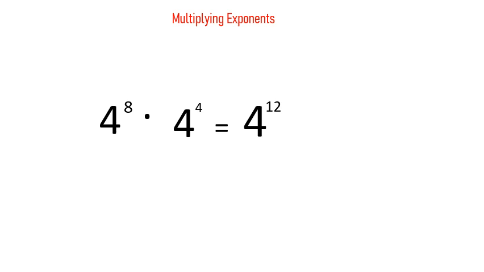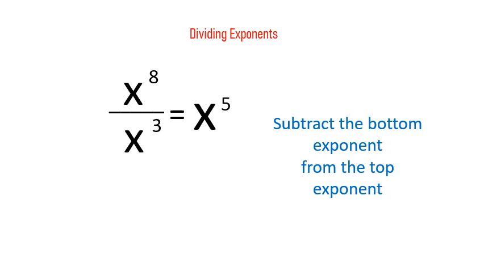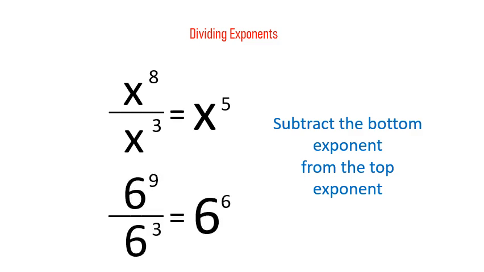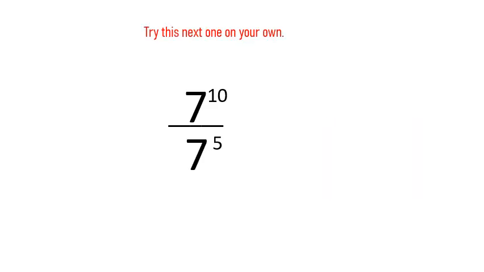When multiplying exponents, you add the exponents. 4 to the 8th power times 4 to the 4th power equals 4 to the 12th power. When dividing exponents, instead of adding, you subtract the exponents. x to the 8th power over x to the 3rd power equals x to the 5th power because 8 minus 3 equals 5. Using real numbers, 6 to the 9th power over 6 to the 3rd power equals 6 to the 6th power. Try this next one on your own.